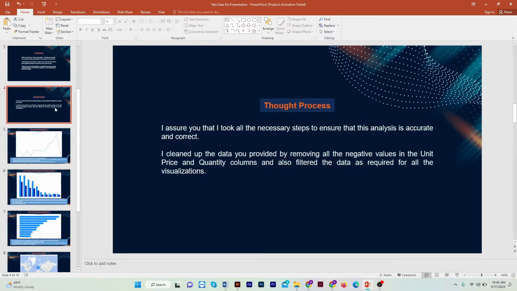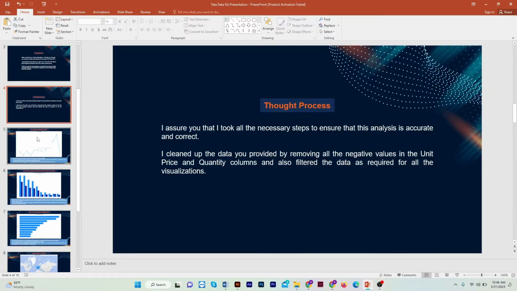I also want to assure you that I took the necessary steps to ensure that this analysis is accurate and correct. I cleaned up the data and removed the negative values, and also filtered this data to ensure that there was no unit price that is below 0, or no quantity that is below 1.